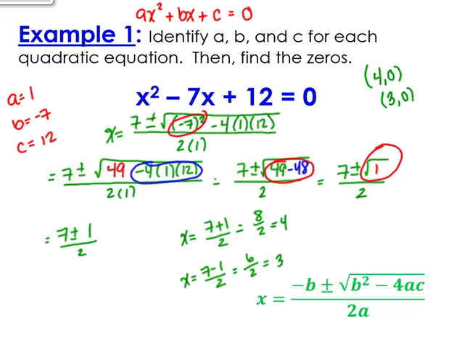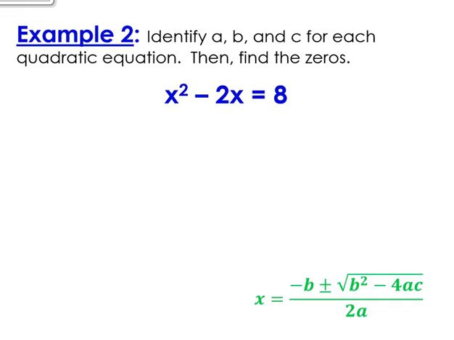Alright, so example 2. It needs to be equal to 0 before I can start, and in standard form. So to make it equal to 0, the first thing I need to do is move this 8 to the other side. And when I do that, this becomes x squared minus 2x minus 8 equals 0. Now it's in standard form. Now it's equal to 0.